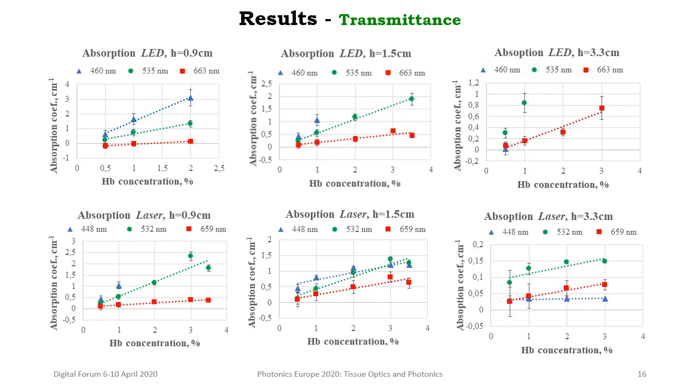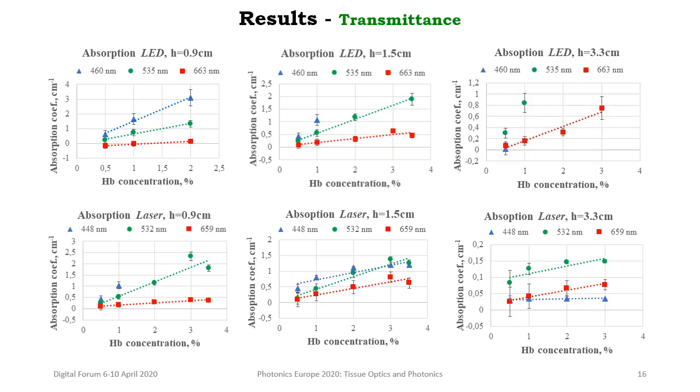In this graph, you can see the dependencies of absorption coefficients obtained from transmittance images on hemoglobin concentration in the phantom. The results are given for LED and laser prototypes and three different phantom thicknesses: 9 mm, 1.5 cm, and 3.3 cm. The absorption linearly increases with the increment of concentration.